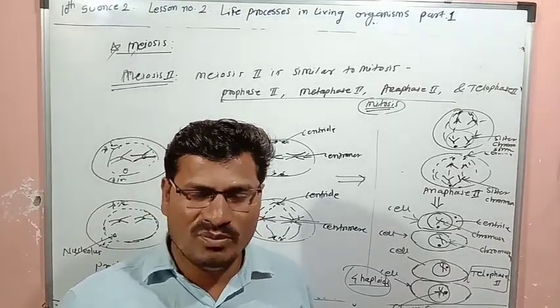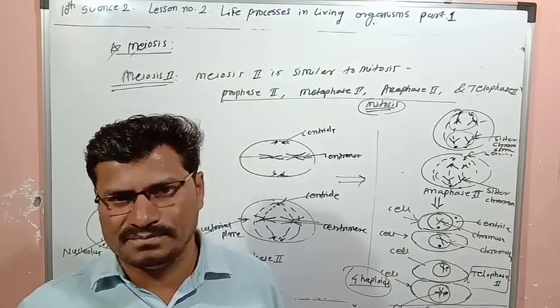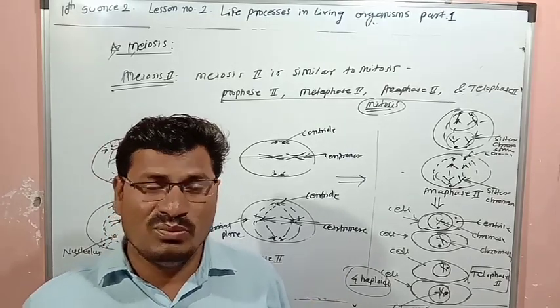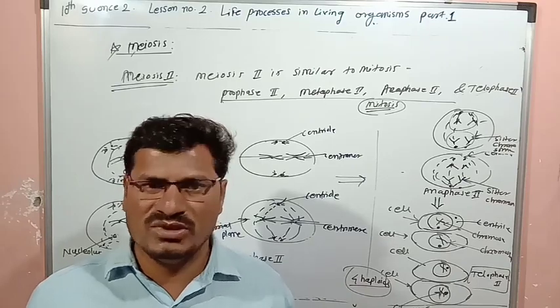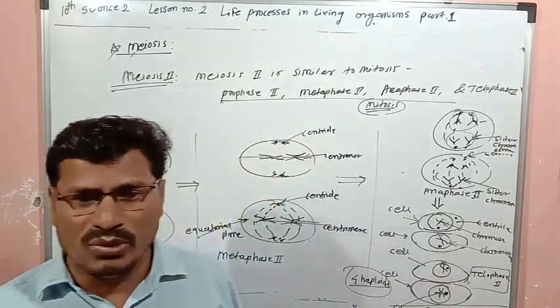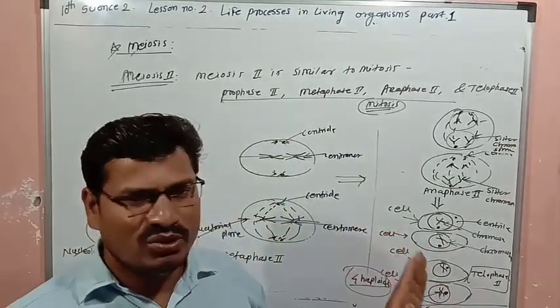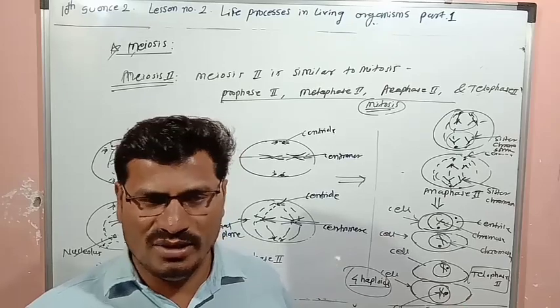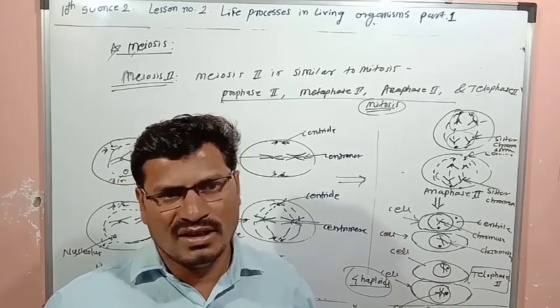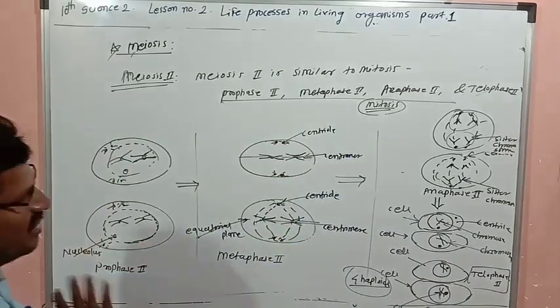In this way, in meiosis, from one cell 4 different cells are produced, and these are haploid. This is called meiosis. If you watch this video again and again, you will understand, and if you do not understand, you can ask and I will explain it again. So we are going to write the points.